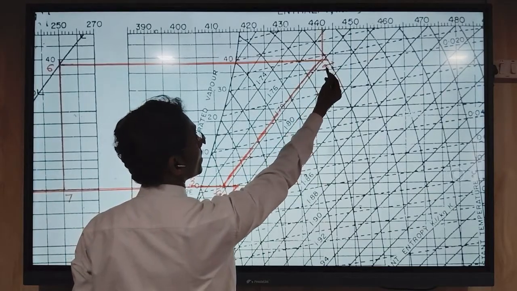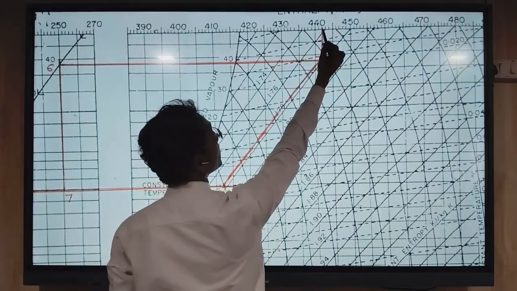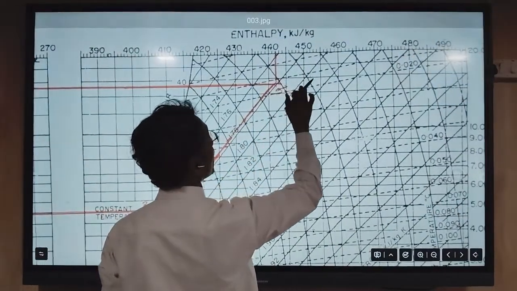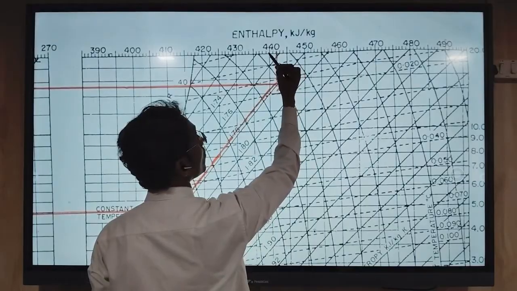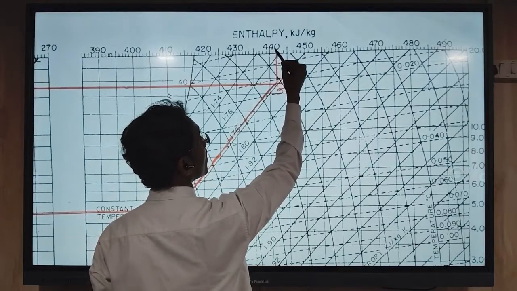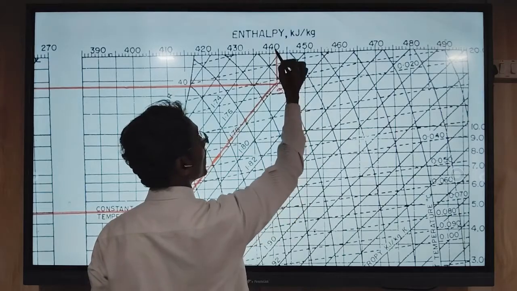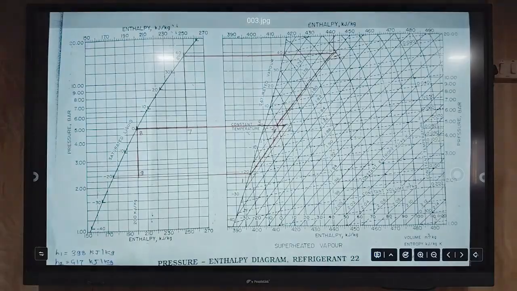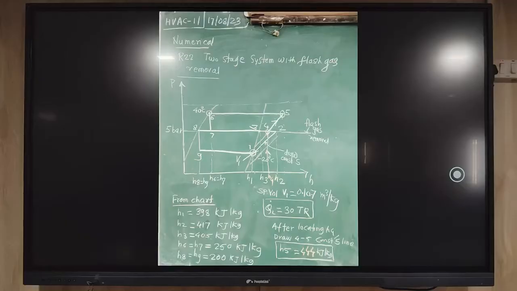Point number 5 enthalpy we can read here near this upper side. Here is the enthalpy scale, so we can see here 440 and 2 divisions, so it comes 442. H5 value is 442. So this value we use in the calculation.